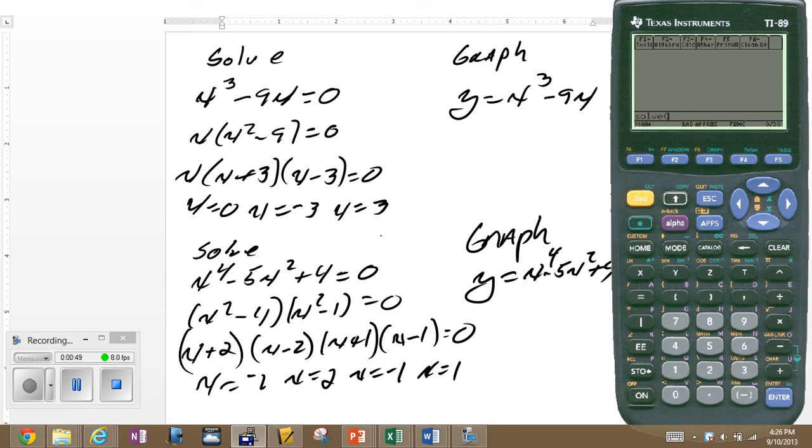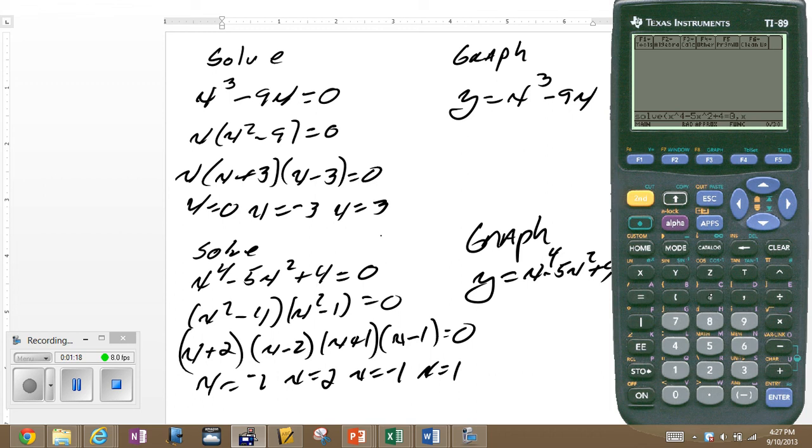Let's say we solve this second equation. That's x to the 4th power minus 5x squared plus 4, and that's going to be set equal to 0. That's what the equation reads. Set equal to 0, and we're solving that for x, okay?